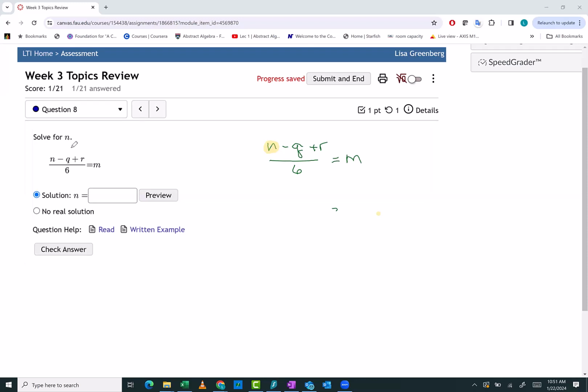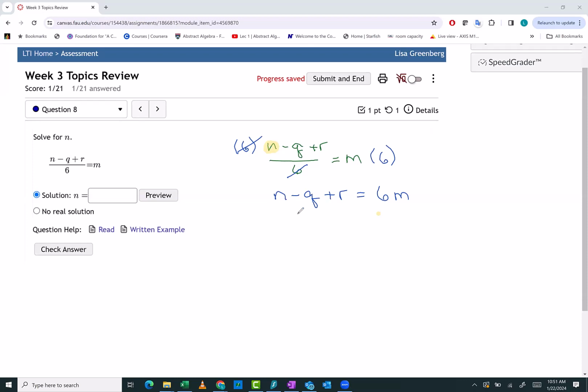We're going to get rid of the denominator by multiplying both sides by 6. This 6 will cancel with this 6. I end up with N minus Q plus R is equal to 6M. Again, I want to isolate my N, and I'm going to show you something I can do just a little faster. You don't have to go fast. This is for people who are a little bored and want something new.